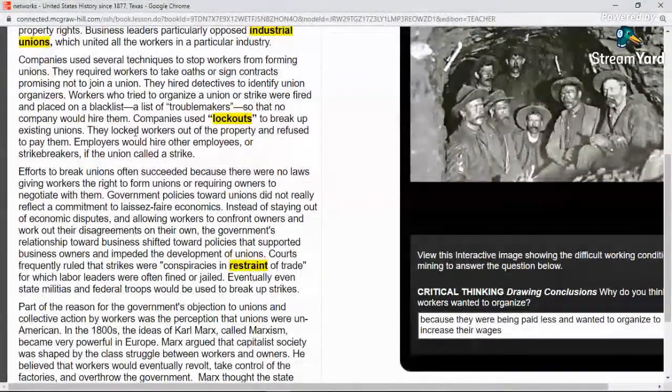So how could they stop workers from joining unions? First, they would have them sign a contract saying, I will not do one or join one. Sometimes they would hire a detective.